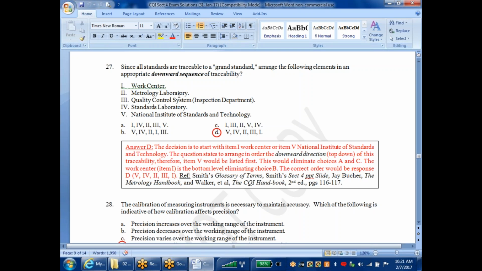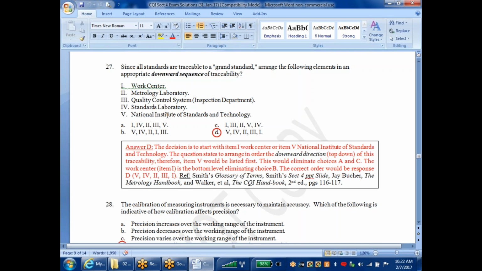Work center, metrology lab, and so on, and either pick out what you think would be the top, the most important, the highest level, or the lowest one. And you'll see if we could pick out, let's say that NIST is at the top, like on that pyramid that we showed you on the PowerPoint slide, then item 5 is number one, it's the top of the list. Well, a quick glance down here would show that A and C then can be eliminated, and then B and D would be in consideration.